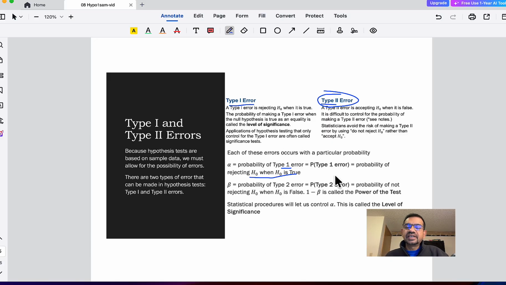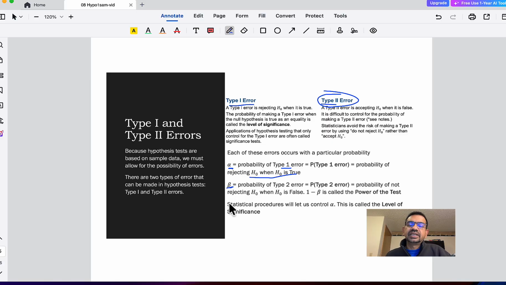We do not explicitly control this. We will see that we can control the probability of type 1 error by dictating our level of significance to be 10%, 5%, or 1%. But these tests do not typically control the probability of type 2 error. We denote the probability of type 2 error by beta.